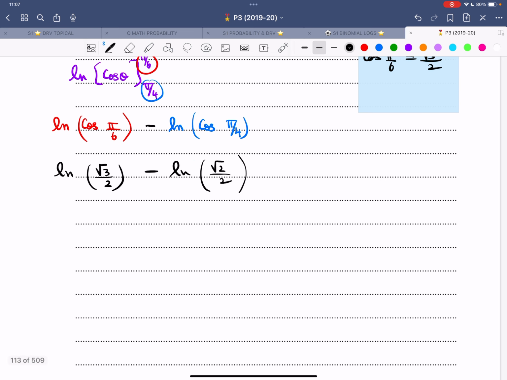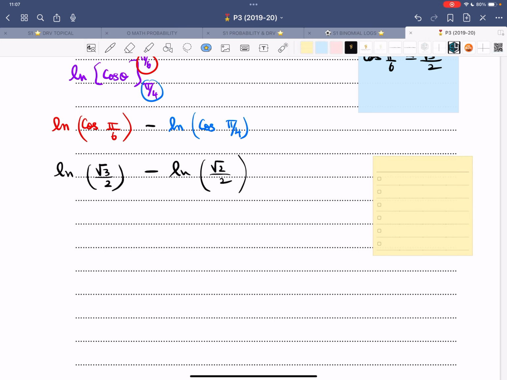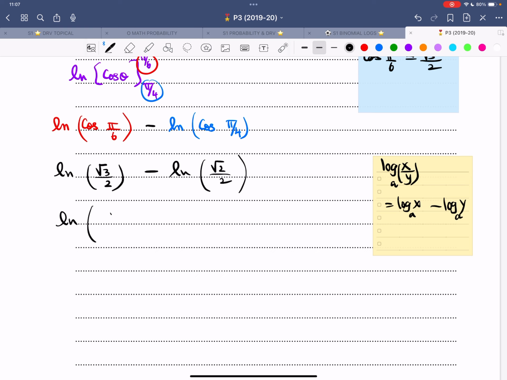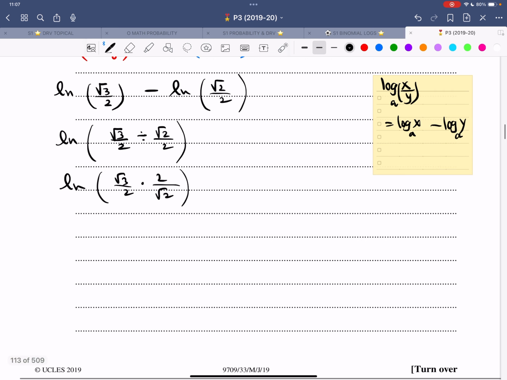So what about the third thing? So let me also bring that in. So all this knowledge is used. That is log x over y base a, that is log x base a minus log y base a, and it can go both ways. This equals this equals this. So there is a negative sign, therefore I should divide. So therefore ln root 3 over 2 divided by root 2 over 2, that is ln root 3 over 2 into 2 over root 2. Therefore this is ln root 3 over root 2.